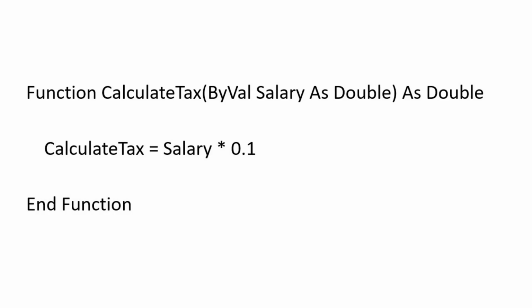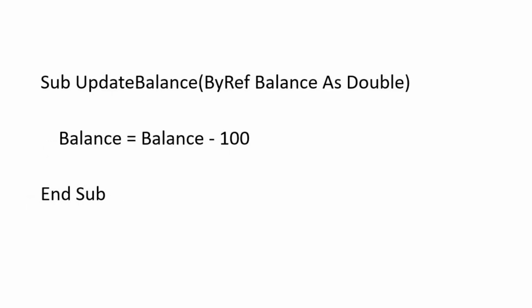The salary remains safe. Now imagine we want to update a customer's balance. We can then write our code this way. Sub UpdateBalance(ByRef balance As Double) End Sub. Here, changing the original value is intentional, and using ByRef makes sense.